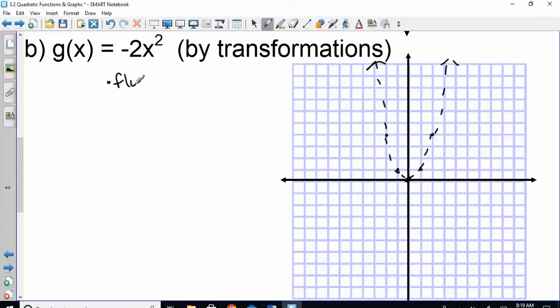Okay, what's the negative going to do? Flip it over the x-axis. What's the 2 going to do? Stretch by 2. Essentially, all we have to do is take the y value of these points times -2. So 0 times -2 is still 0. 1 times -2 is -2. 4 times -2 is -8.